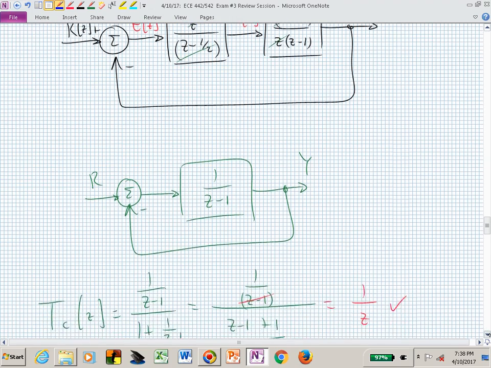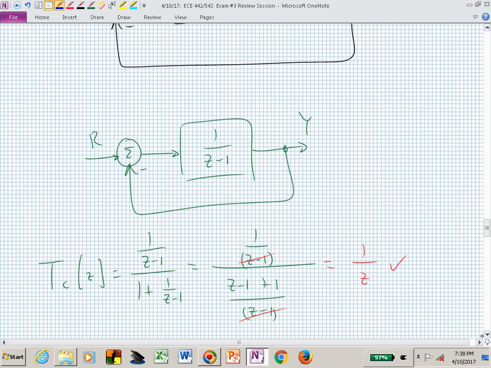And we can use our G over 1 plus G to compute the closed loop transfer function, and it ends up being, now we found the answer in the back of the book, and it agrees with what we designed it to be. We said we want T sub C of Z to be 1 over Z. By that choice of controller, C of Z, we've now achieved what we set out to do.